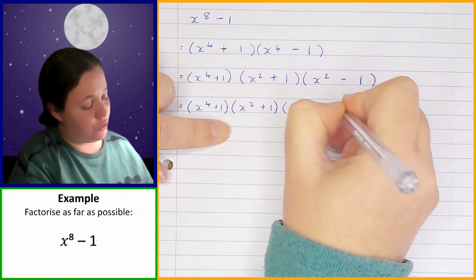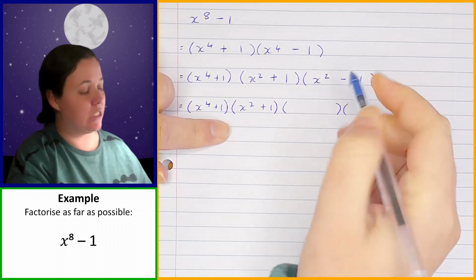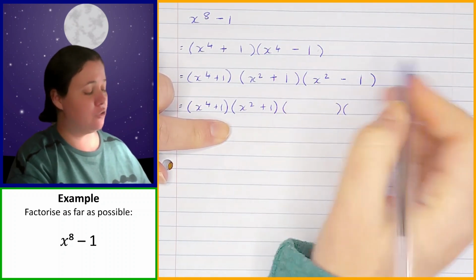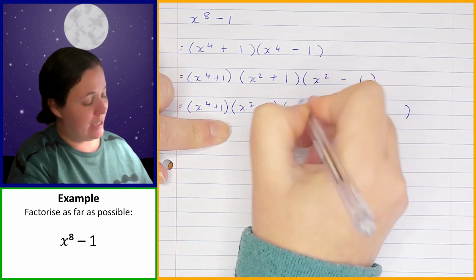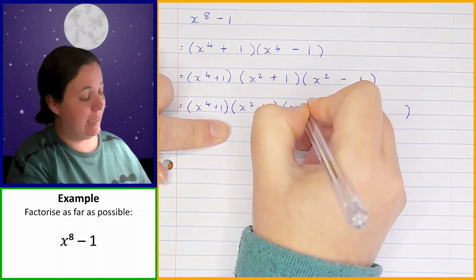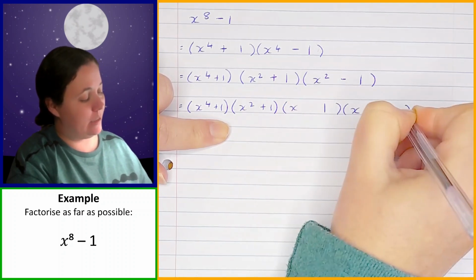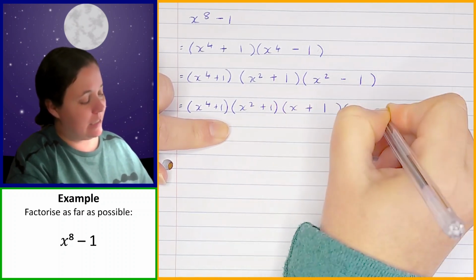So I open two sets of brackets again because it's still difference of two squares. x squared minus 1 is going to factorize to give me the square root of x squared, which is x, and x over there. And then the square root of 1, which is 1 and 1. One gets a plus, and one gets a minus.